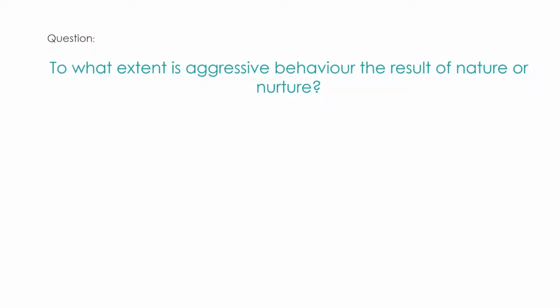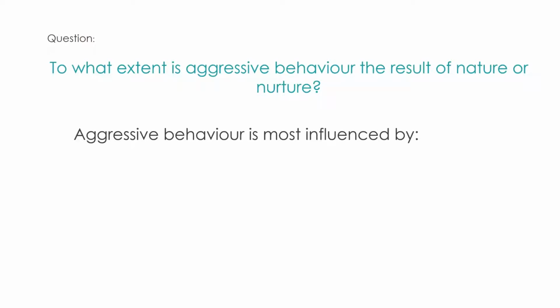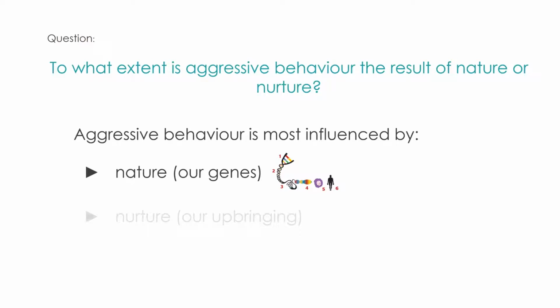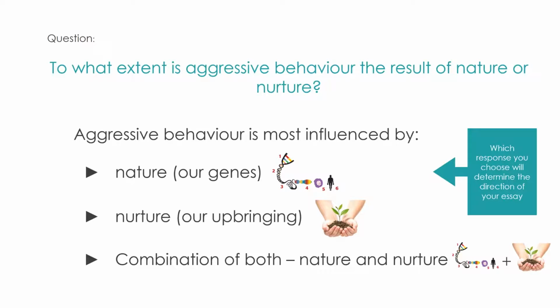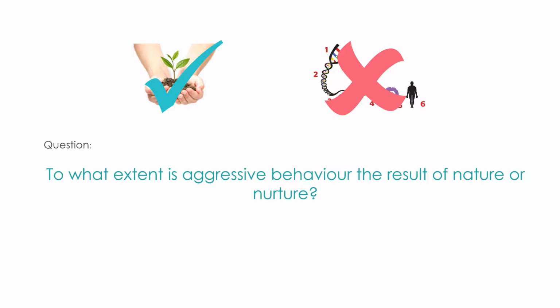In response to this question, you have a few options. You can argue that aggressive behaviour is mostly influenced by nature, our genes, or nurture, our upbringing. Or you can argue that it is a combination of both. What response you choose will determine the direction of your essay. So let's say, for argument's sake, that you choose to prove that aggressive behaviour is influenced by nurture and not nature. The first thing you'll need to do is respond to the question by stating your opinion.